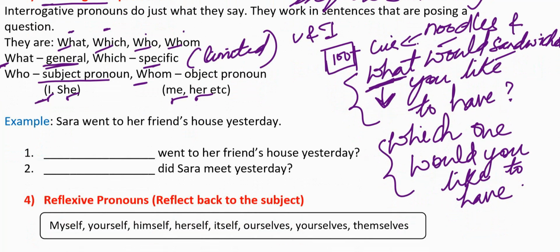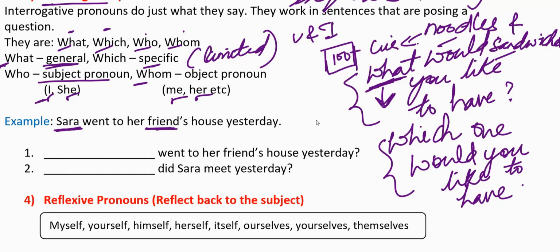Sarah went to her friend's house yesterday. Now Sarah is the subject and friend is an object in the sentence. Dash went to her friend's house yesterday. We don't know, or we want to ask, who went to the friend's house. We use who. In the example here, we know that Sarah is the subject and friend is the object. Sarah went to her friend's house yesterday. Now, in the first situation here, Dash went to her friend's house yesterday.